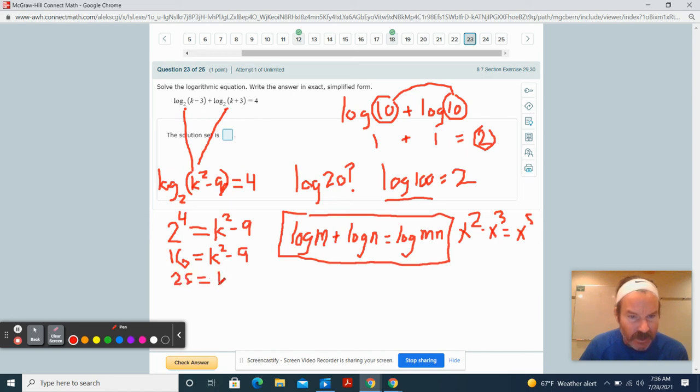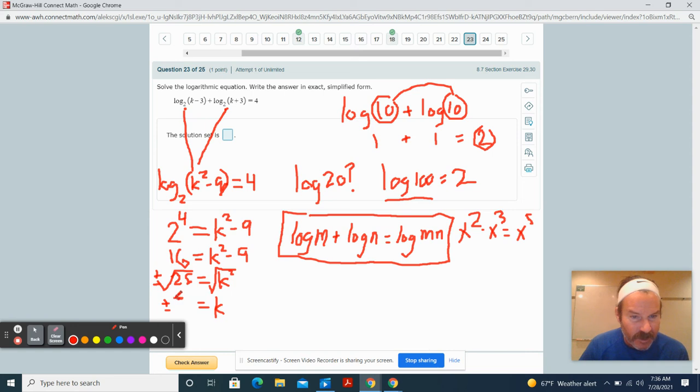25 equals k squared. How do we get rid of a square? That's right. We square root. We put the plus or minus sign in. Don't forget that. And we have k is equal to plus or minus 5.